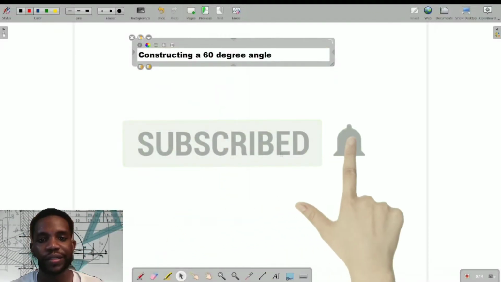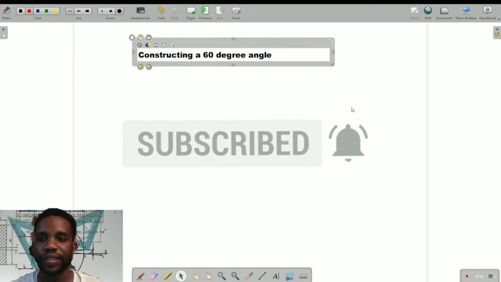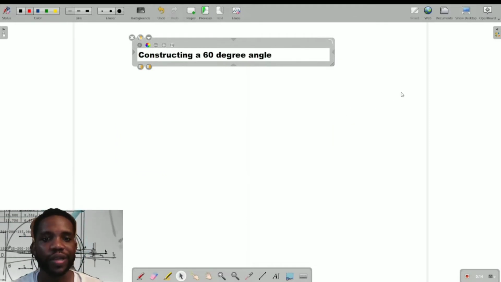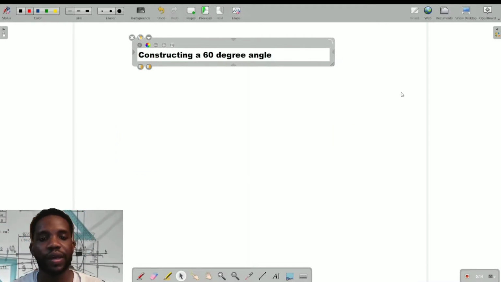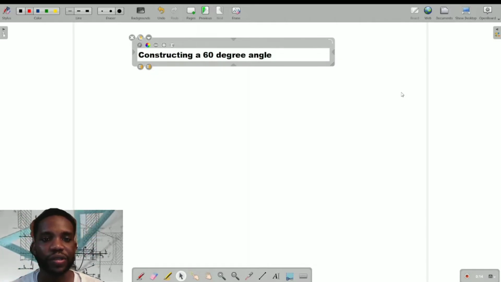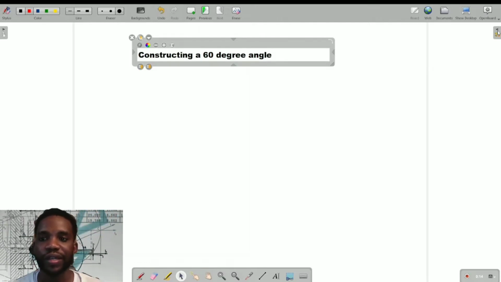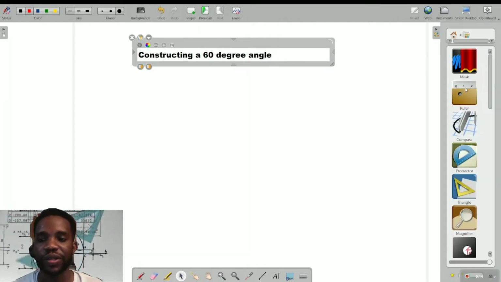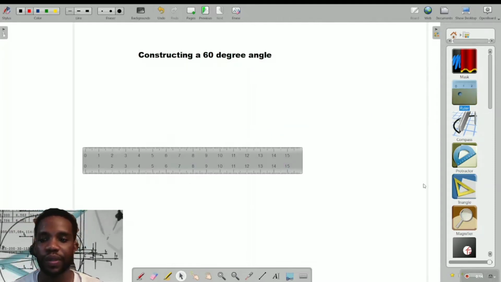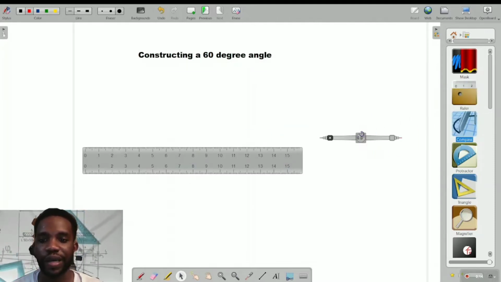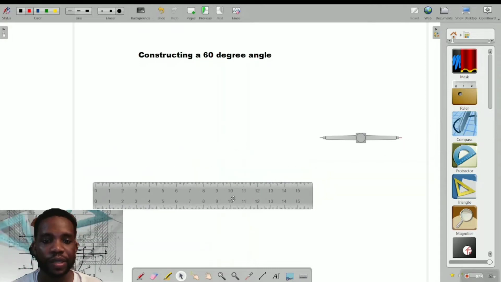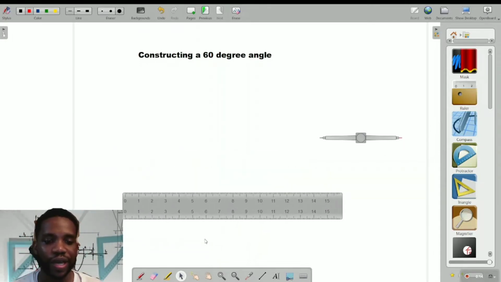Today we're going to be looking at construction in CXC. Now before we get into the construction questions, we're going to start by constructing a few basic and important angles. And we're going to start by constructing a 60-degree angle. Now what do I need to do a construction? I need my ruler and I'm going to need my compass. Alright, so we're going to start with a 60-degree angle.